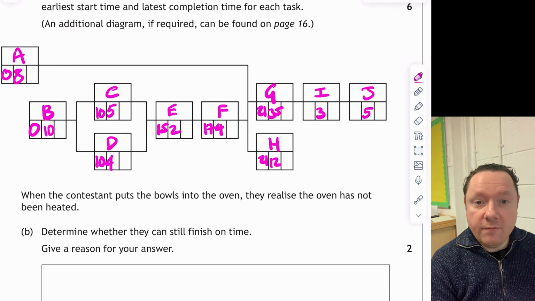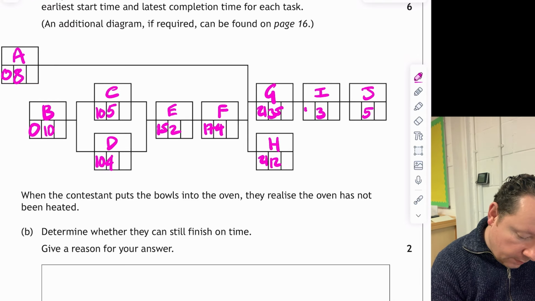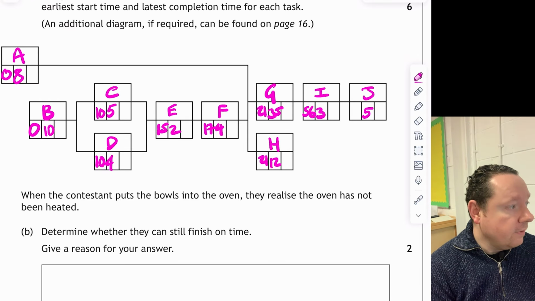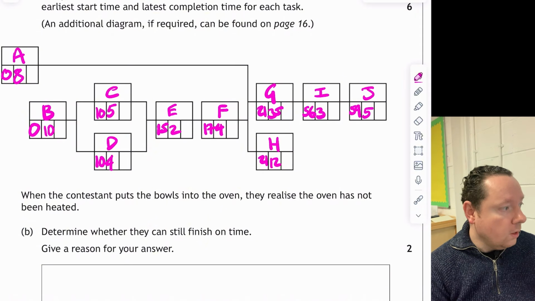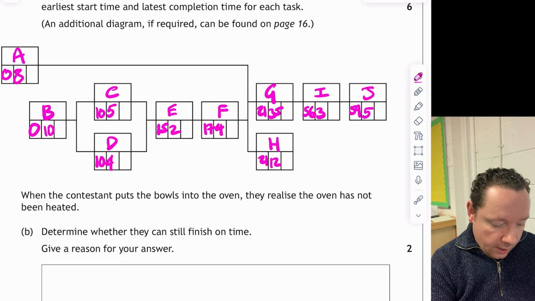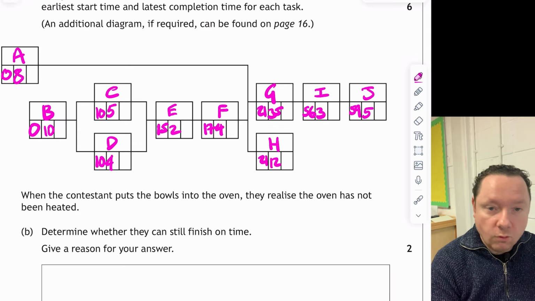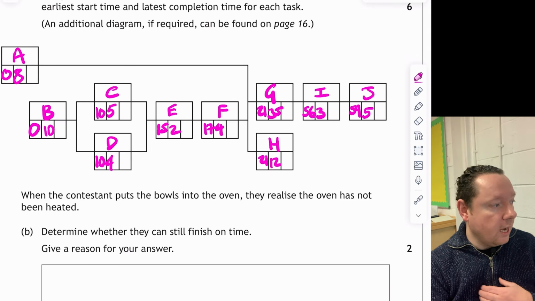21 and 35 is 56, so that'll be in H's. 56 and 3 is 59, so that'll be in J's. And down below, you've got 21 and 12. We've already done that one. So we've done the forward scan. Let's now do the backward scan.